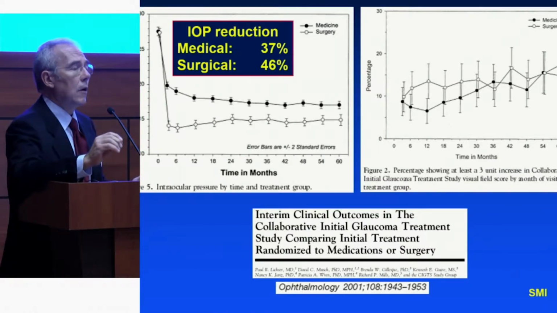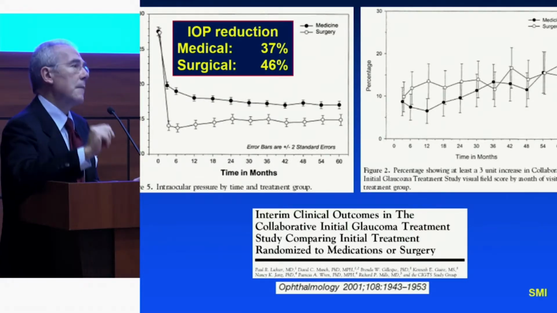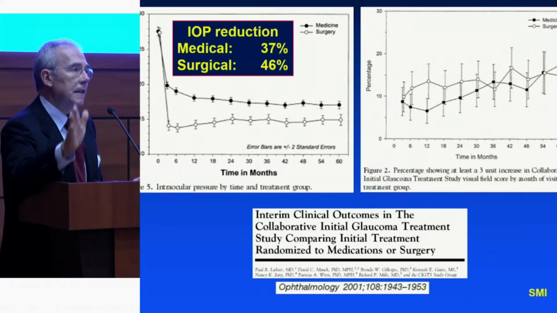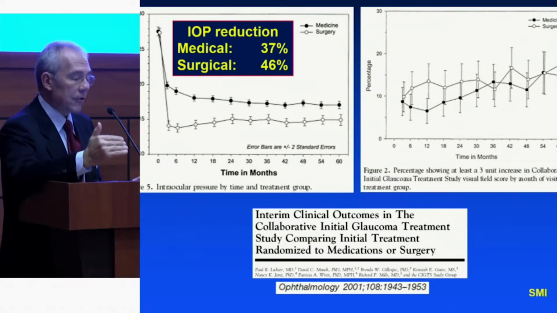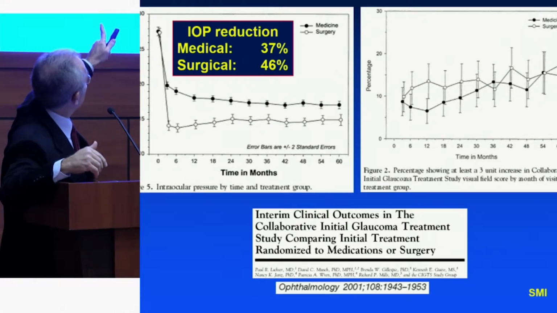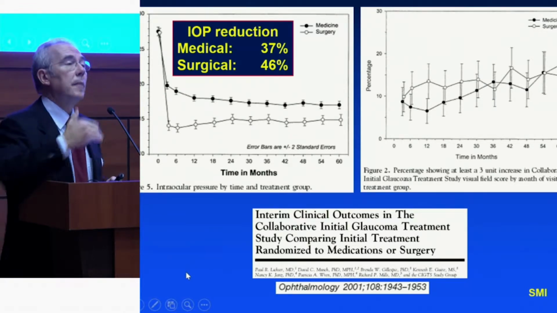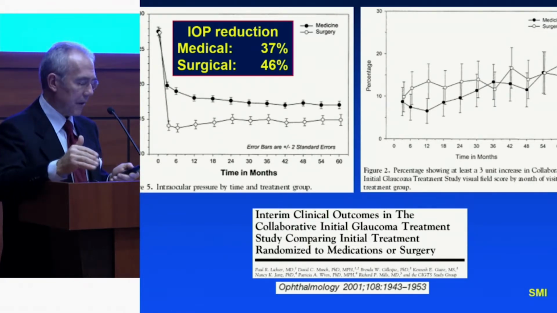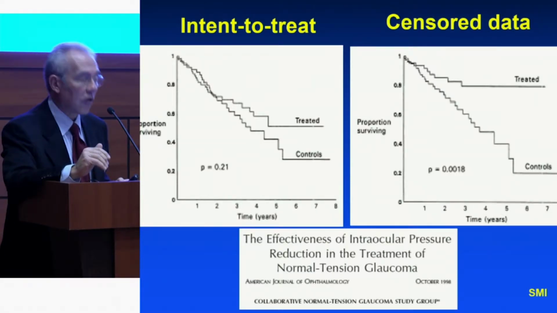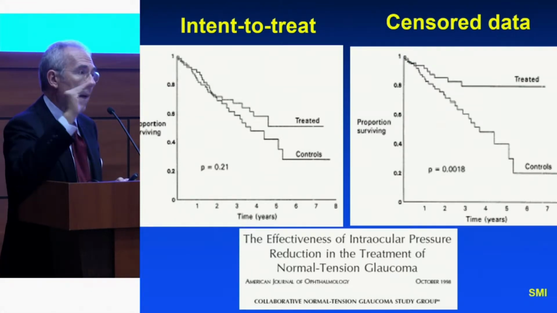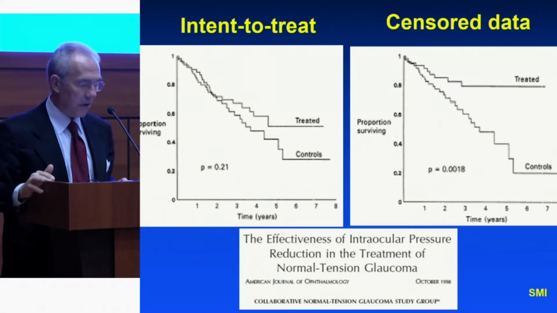The same holds true for the Collaborative Initial Glaucoma Treatment Study, where the two arms that were compared, treated versus not treated, actually needed to reach a certain target IOP. And with those levels of IOP reduction, 37% with the medical treatment, 46% with the surgery, the number of patients that progressed was extremely, extremely low. The same worked out in the Collaborative Normal Tension Glaucoma Study. Also in those kinds of patients, by effectively decreasing IOP, it was possible to reduce the incidence of progression.